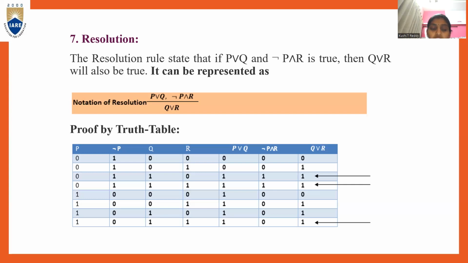When P is 1 and Q is 0 and R is 1, then P or Q is 1, negation P or R is 0, and Q or R is 1. When P is 1, Q is 1 and R is 0, then P or Q and Q or R is 1 and negation P or R is 0. When P is 1, Q is 1, R is 1, then P or Q, Q or R are 1 and negation P or R is 0.